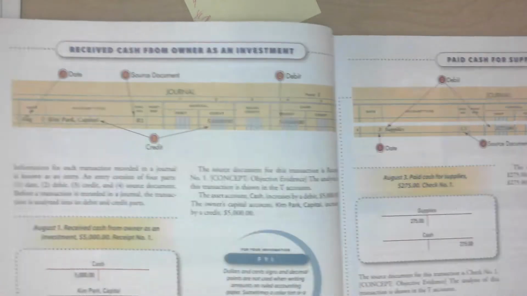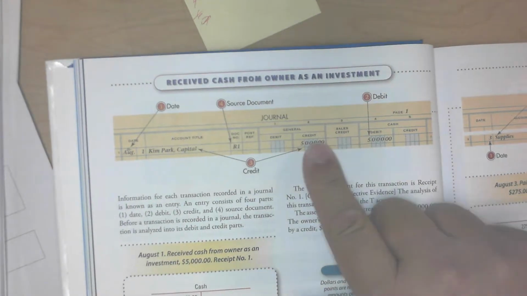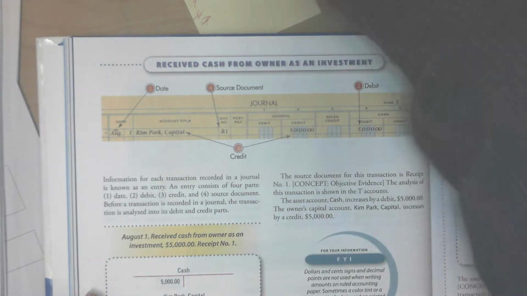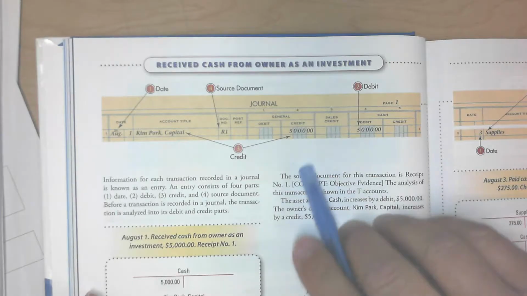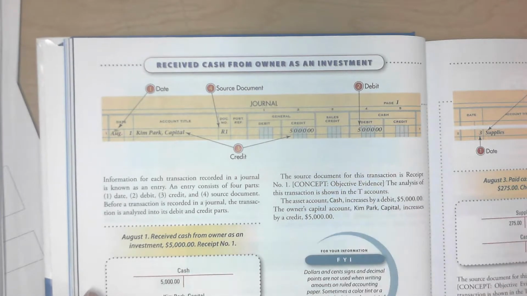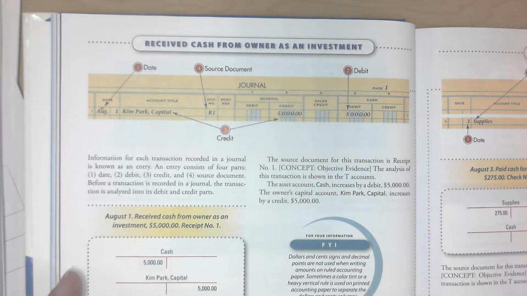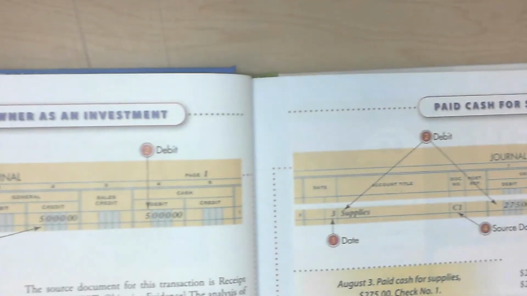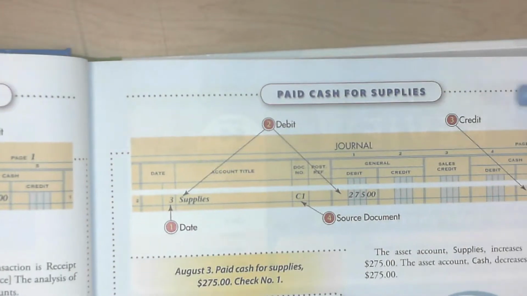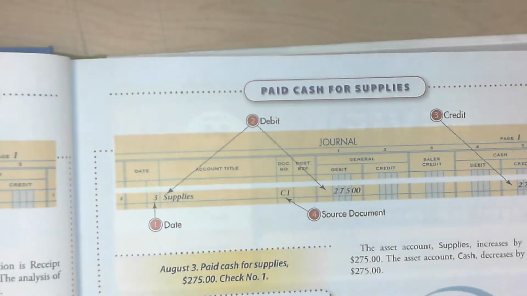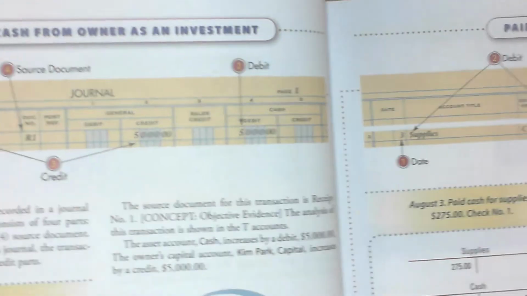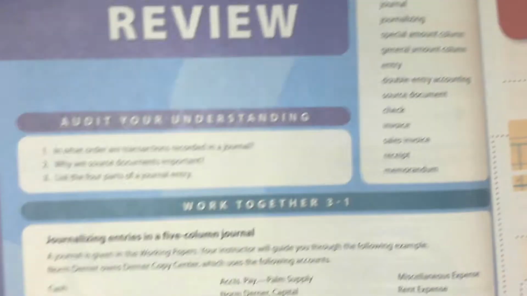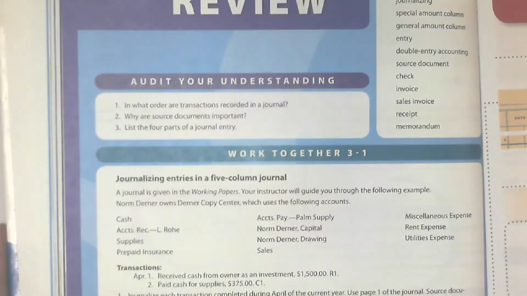So just like on the other chapters, we have our labeled examples. Received cash from owner as investment. We've got an example of how we would journalize that transaction. We've got an example for paid cash for supplies. And that's all we're doing on this section, is two transactions.